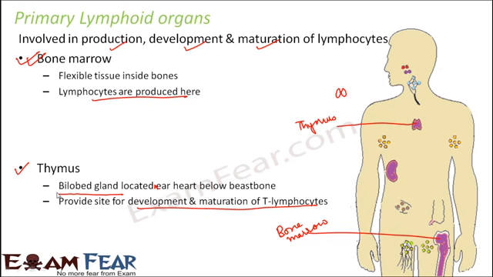Now, talking about the size of the thymus. Here you can see an adult human being, and in that adult the thymus gland is extremely small. However, when a person is born, the size of the thymus gland is quite large, and it gradually tends to decrease in size. By the time puberty is attained, during adolescence, the thymus gland becomes very small in size.